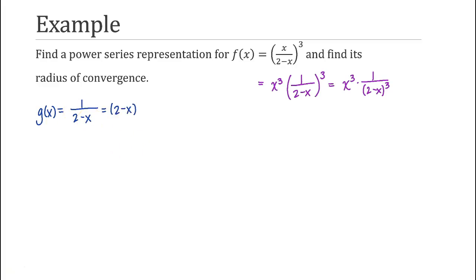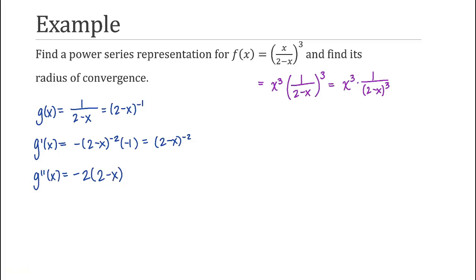So let's think about differentiating this. This is 2 minus x to the negative 1. When I take the first derivative, I will get negative 2 minus x to the negative 2 times the derivative of the inside, right, negative 1. And so what I end up with is just 2 minus x to the negative 2, or 1 over 2 minus x squared. Well, I need 1 over 2 minus x cubed, and that's why we're going to have to take a second derivative to get there. So the second derivative is negative 2 times 2 minus x to the power of negative 3 times the derivative of the inside, which is negative 1. So I can see that this is 2 over quantity 2 minus x cubed.